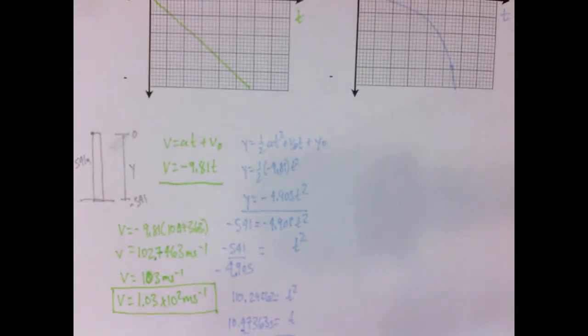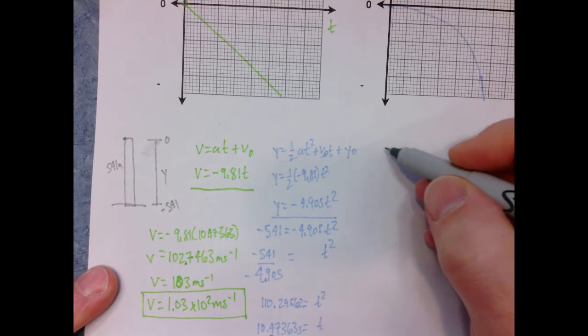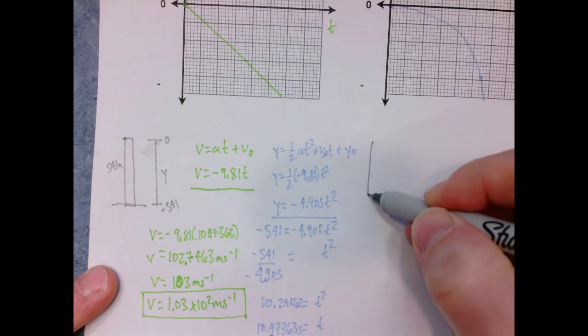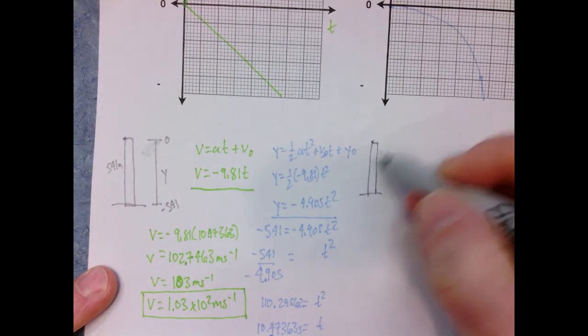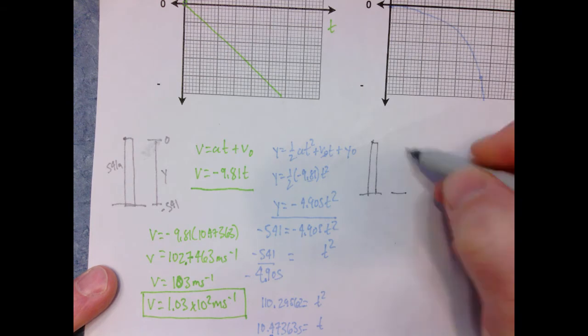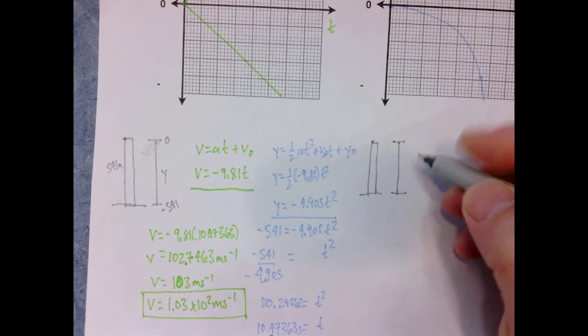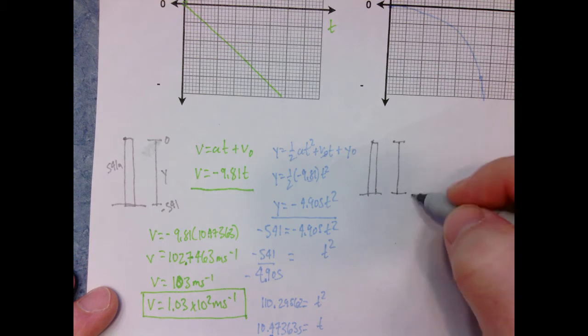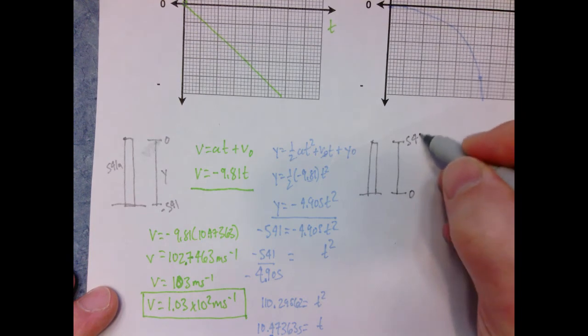So now we might ask, what would have happened if we had set up our coordinate system the other way? What would have transpired? Well, we still have our building. It's 541 meters tall. And now how we would set this up differently is to make this 0 and this 541.